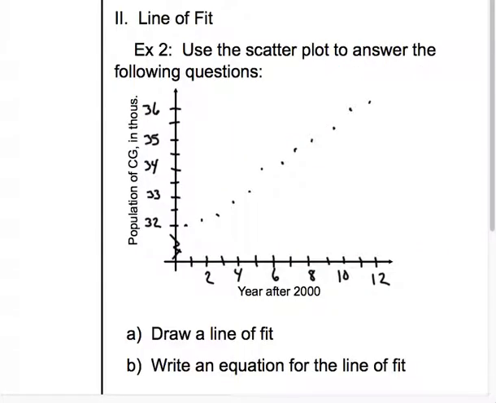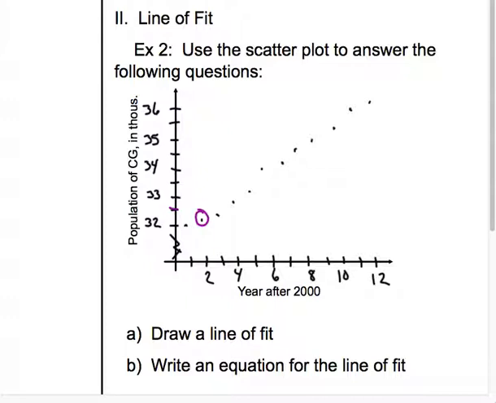The next thing we're going to do is try and create a line of fit or a trend line through this data set. So we have year after 2000. So if we're looking at a data value of 2, that would be 2 years after 2000 or 2002. And the population of Cottage Grove is on the y-axis, and that is in thousands. So if we look at, for example, this data value, that would be the year 2002, and the population would be about 32,100 maybe. Each of these half lines would be 32,500.